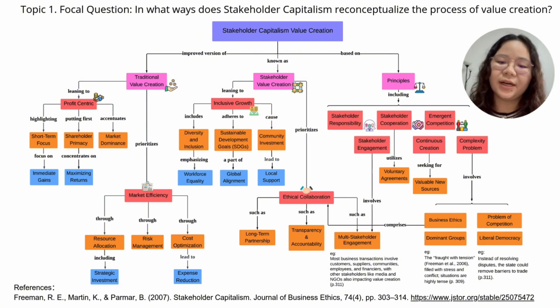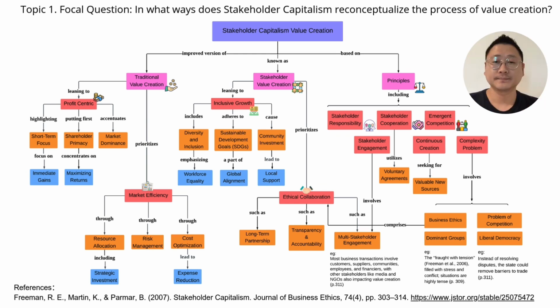In conclusion, stakeholder capitalism reconceptualizes value creation by moving beyond the narrow lens of profit maximization. It prioritizes inclusive growth, community investment, and ethical collaboration, ensuring that all stakeholders, not just shareholders, benefit from a company's success. Now, my teammate will discuss the principles of stakeholder capitalism and how they apply in real-world business scenarios.